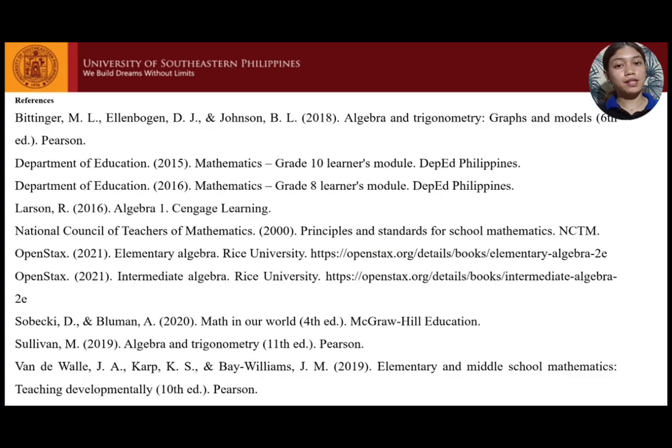We hope that this investigation contributes to the development of more efficient mathematical strategies and serves as a foundation for future studies that will further improve the teaching and learning of algebra. That concludes our presentation.